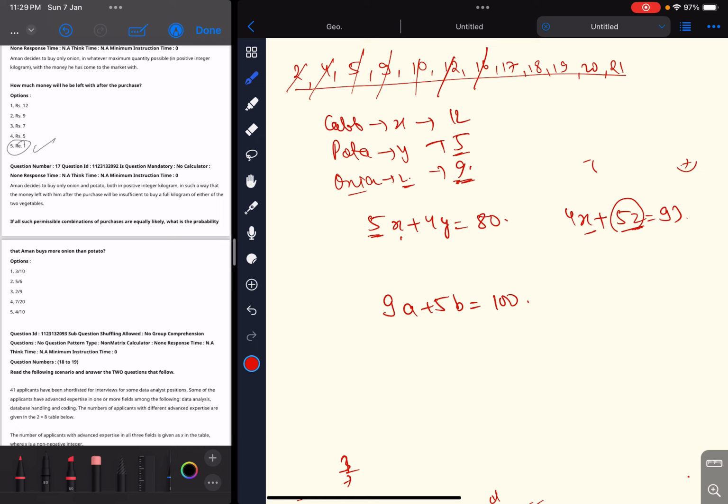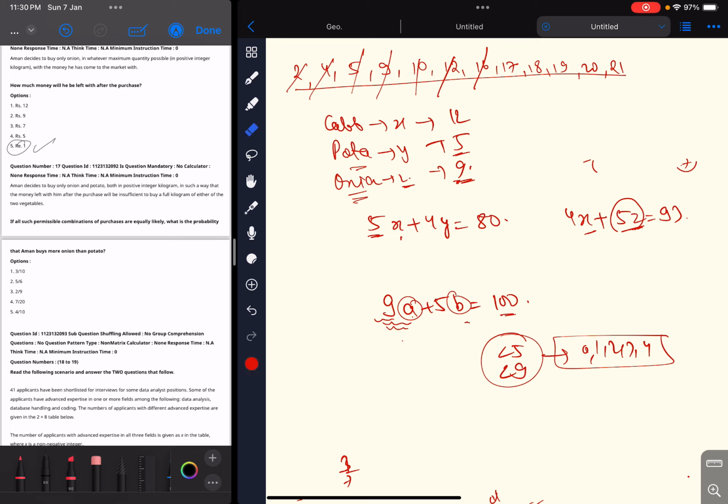Now he has to buy in such a combination that after buying onion and potato, he is left with an amount such that he cannot buy even a kg of either of them. Which means basically he should be left with an amount less than 5 rupees and less than 9 rupees. So less than 5 means 1, 2, 3, 4, or 0 also possible. These are the amounts he should be left with after buying.